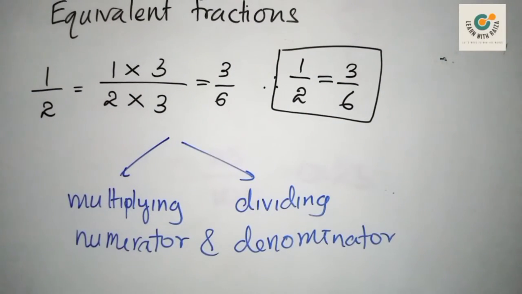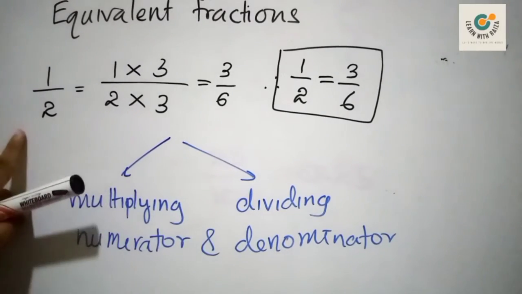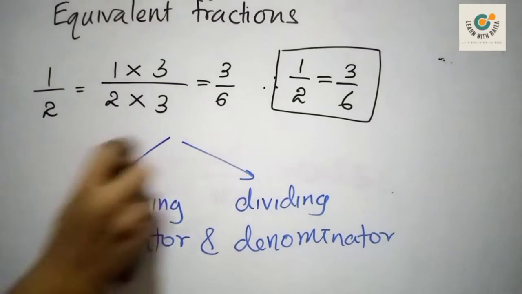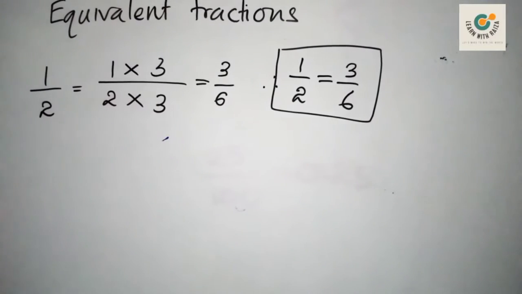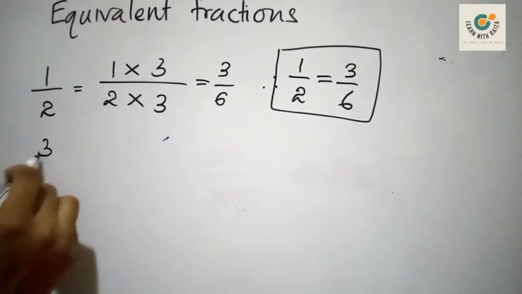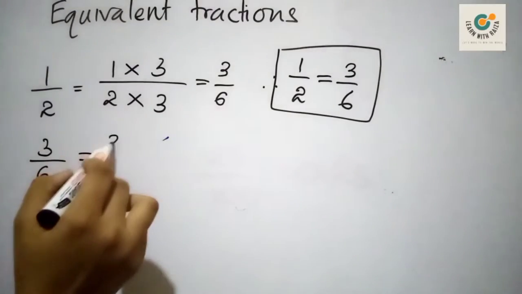Right? But for this half, we can't use the division method, because we can't divide 2 and 1 by the same number to get a whole number. So, how can we apply the division method? Look at this now. If I take an example, this number 3/6, I need to make an equivalent fraction using the division method. So what can I do?